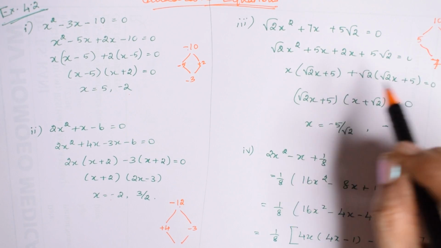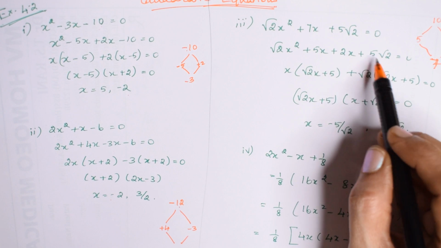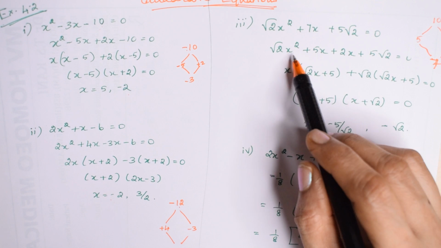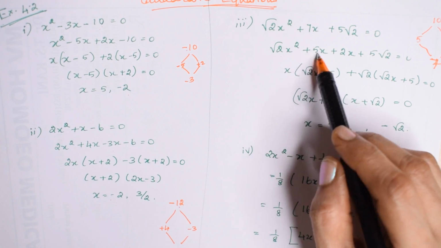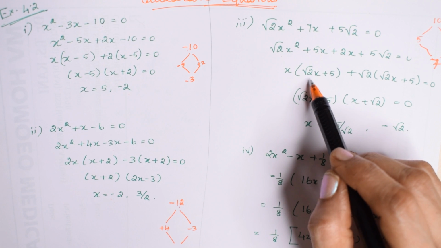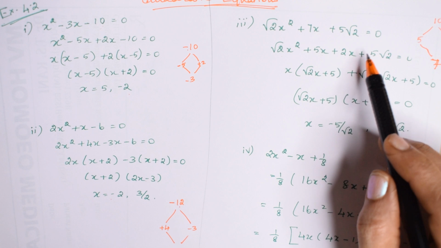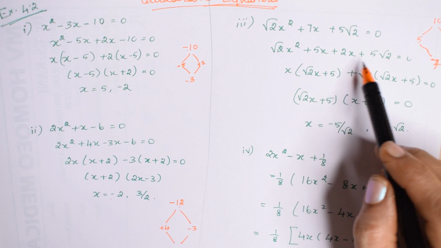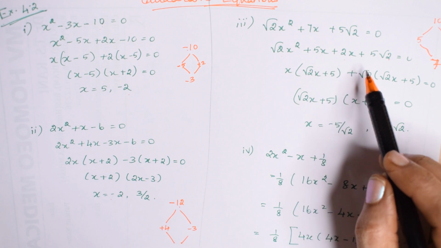So I am going to split the center term as 5x plus 2x, and the last term I am writing like that itself. Now consider the first two terms. The common term here is only x. I am taking it out. Remaining is square root of 2 x plus 5, and here the common term again is square root of 2. Here I have square root of 2 and here I have 2. It means square root of 2 into square root of 2 is 2, right? So I am taking square root of 2 outside.